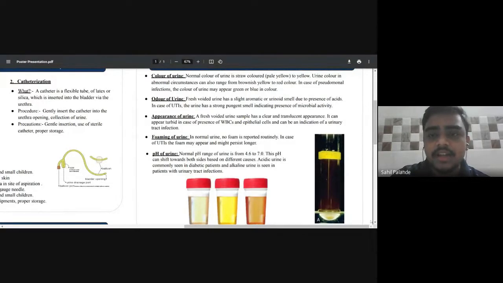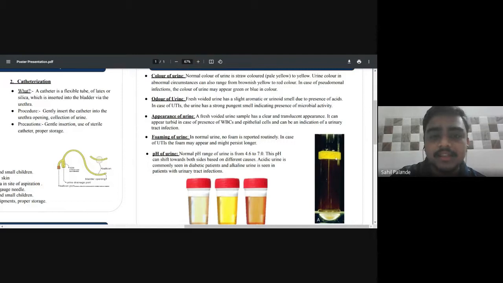For example, if the amount of bilirubin present in the human is high, a characteristic yellow foam is seen when the urine is agitated for a long time. The picture of the test tube shown here is of a patient with a high amount of bilirubin present. So this is the characteristic yellow foam.